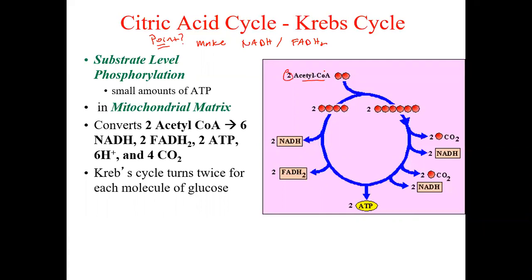Because you make 2 acetyl-CoAs. Keep track of where that came from. Well, that came from pyruvate. And where did pyruvate come from? Well, that came from glucose. So glucose makes pyruvate, pyruvate makes acetyl-CoA. So I should be clear here. 1 glucose makes 2 pyruvates, 2 pyruvates makes 2 acetyl-CoAs. But again, the point is you're making NADH and FADH2 for the electron transport chain.